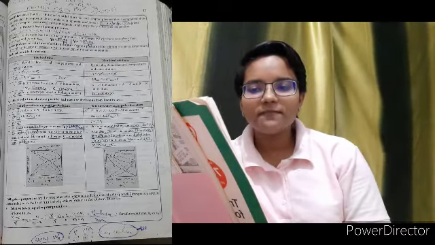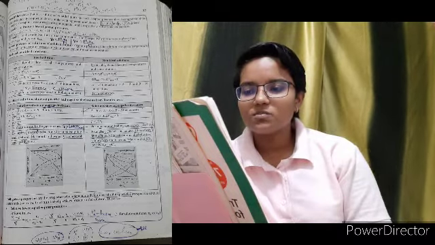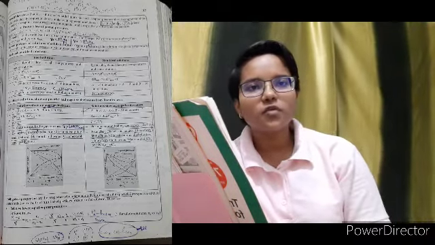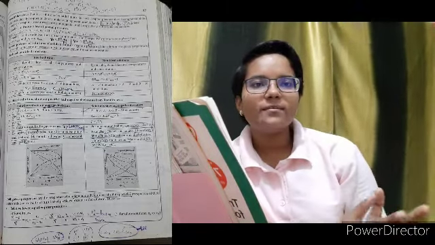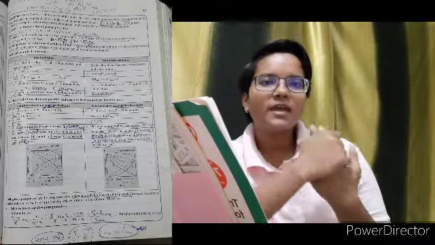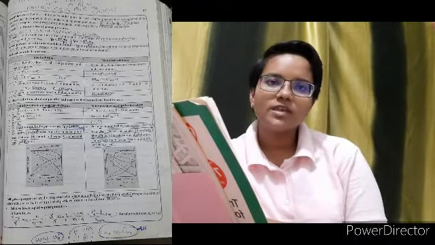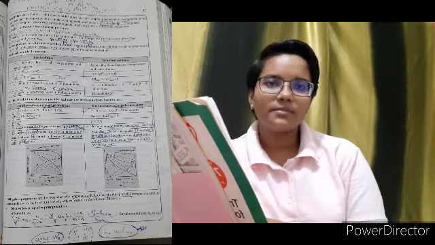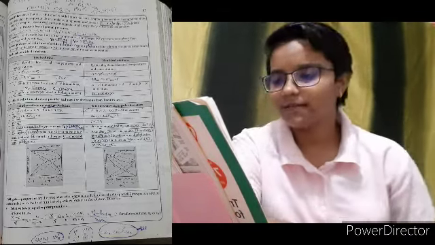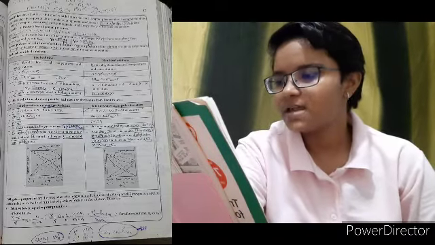For solutions having positive deviations, AB interaction is smaller than AA and BB interactions, which means that the new solution formed between A and B has weaker bonds than those of the AA and BB interactions. AB interaction is weaker than that of AA and BB interactions. Delta H mix is greater than 0, delta V mix is greater than 0. P total is greater than P°1 x1.